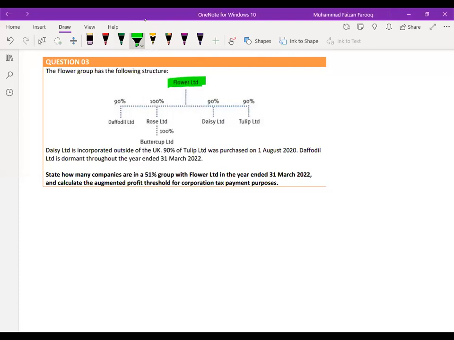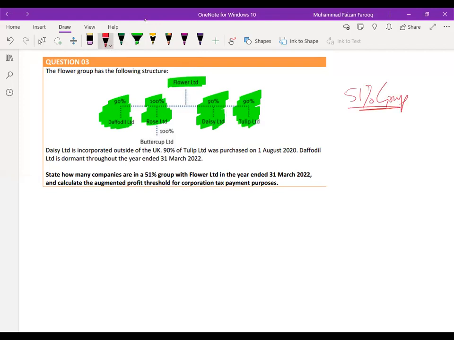Flower will be part, right? Daffodil will be a part. Rose, as per percentage, yes. Daisy as per percentage, yes. Tulip as per percentage, because we are searching for 51% group, so I am just looking at the percentage. 100 into 100 is again 100%. Buttercup, yes. All are yes, but now we know that there are some exceptions.